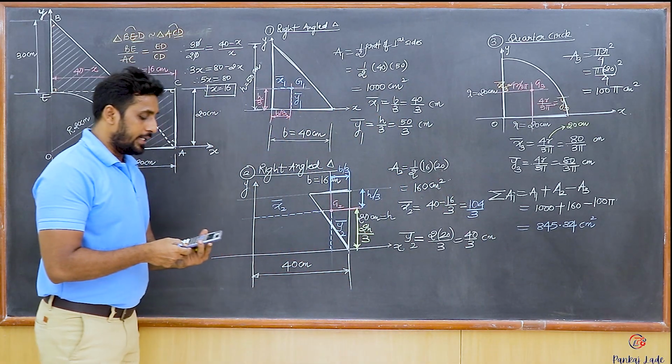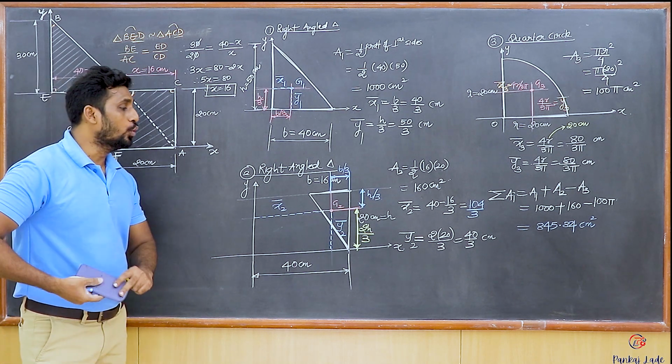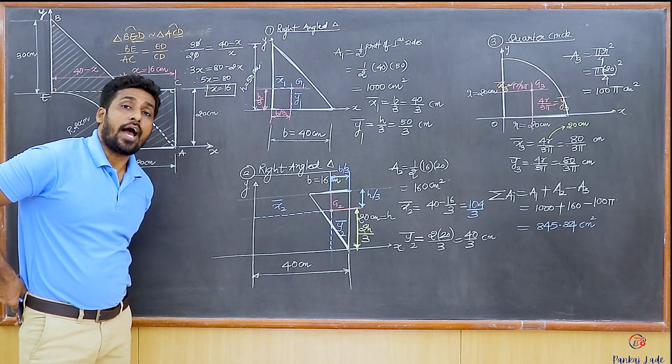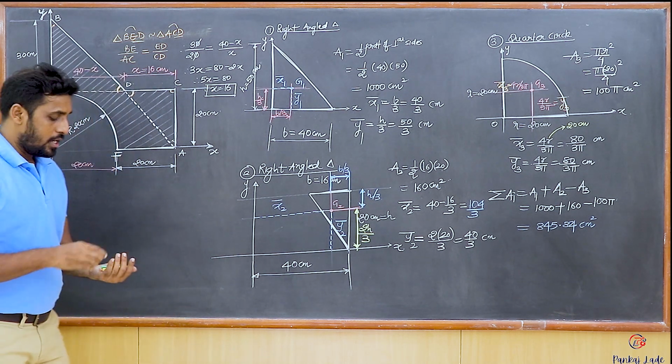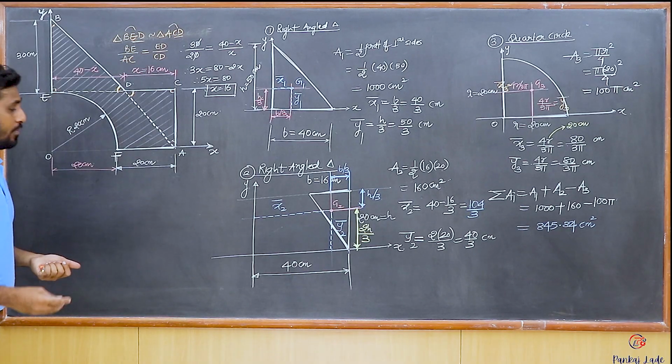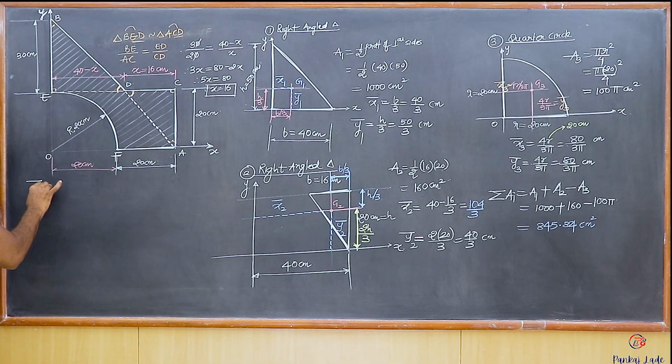Now, once I get these values, the next thing that I need to do is to find the value of what? X bar and y bar. So let's write the calculation for x bar, y bar very quickly. So x bar is going to be summation of ai into xi upon summation of ai.